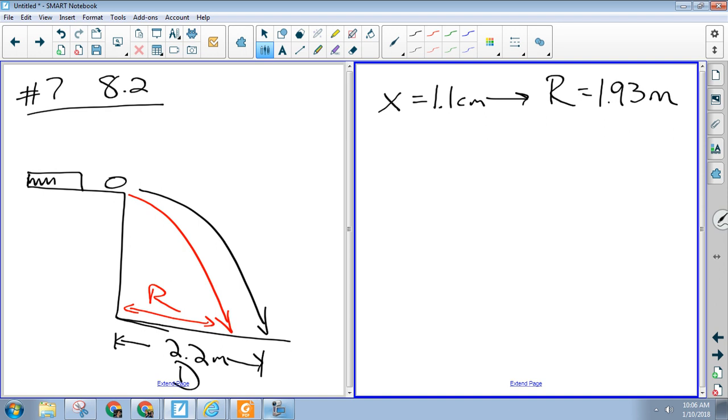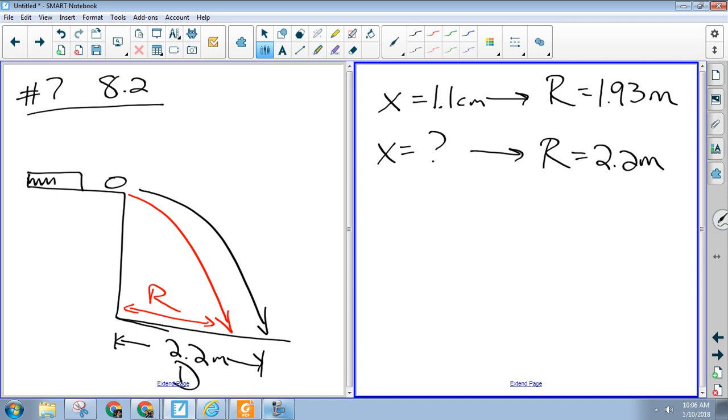Does that make sense? Just kind of my train of thought there. So the question says, how far should they compress the spring to have it hit directly? So the question is, what does x need to be to make it so that r is 2.2 meters? Basically, what's the relationship between x, how far we compress the spring, and r, how far the ball goes from the edge of the table?